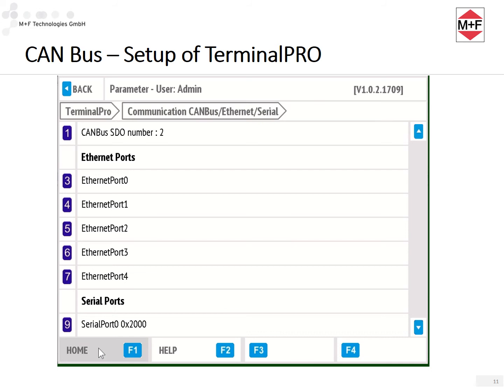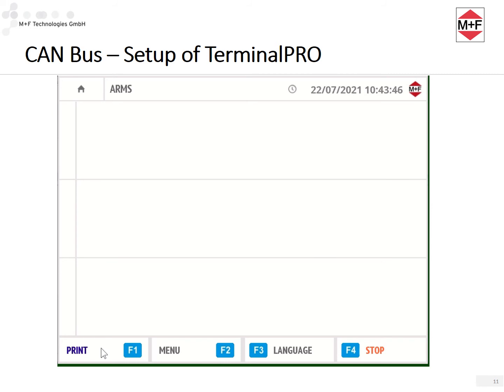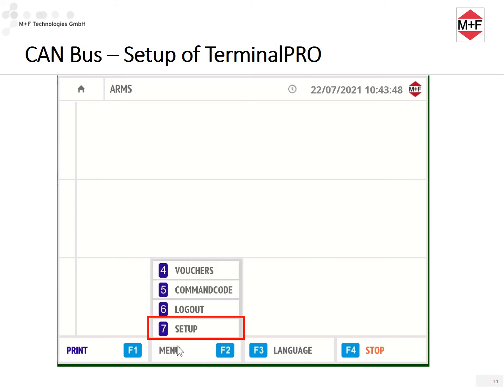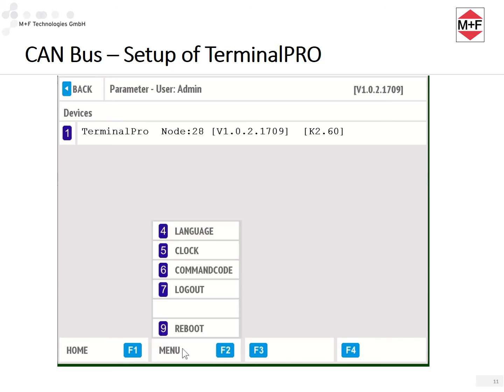Afterwards, we leave the menu again with Home, whereby the settings are stored permanently. Finally, we select Menu and Reboot to restart the Terminal Pro and to activate our new settings.